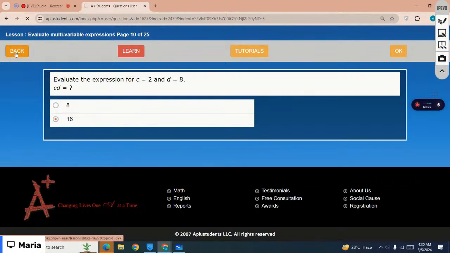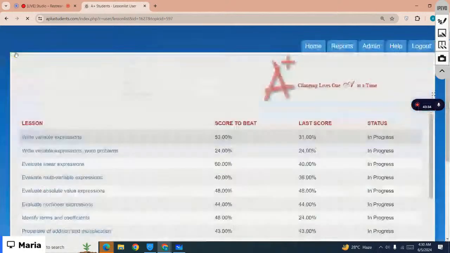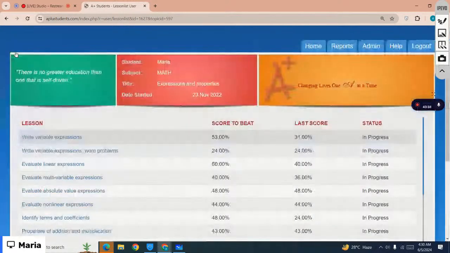Okay, you can complete the lesson by yourself later today. Let's just move on to the next lesson. And the next one is evaluate absolute value expressions.